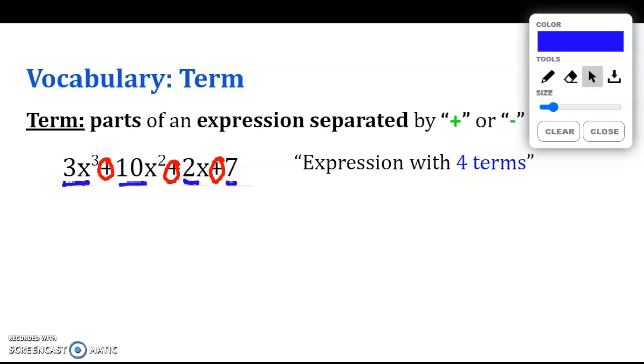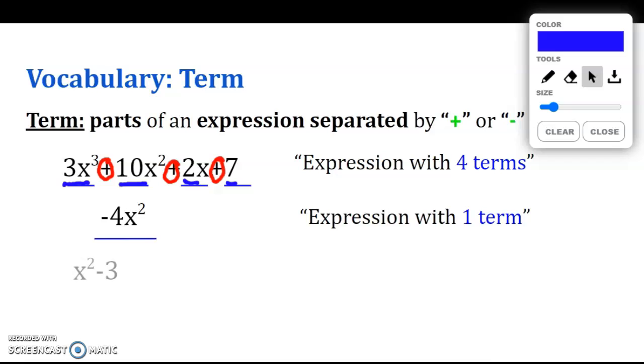Okay, what about this? How many terms do you have when you have negative 4x squared? Do we have anything being separated by addition or subtraction? No. So that means the expression has one term. What about this? x squared minus 3. There is the negative sign, which could be interpreted as minus or subtract. So this is a minus sign, so that means we have 2 terms.